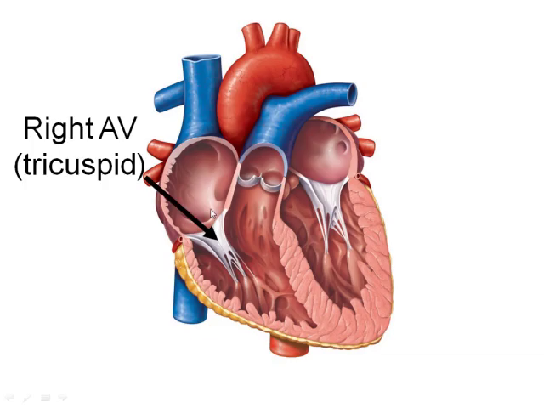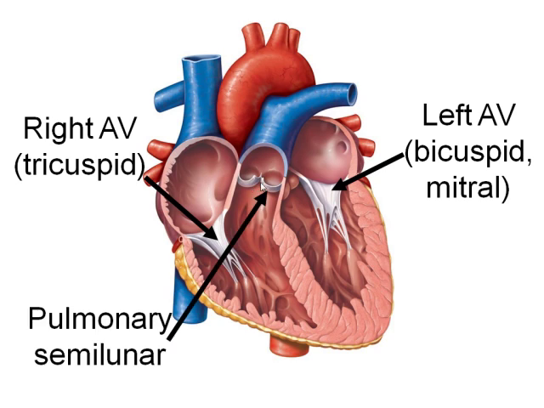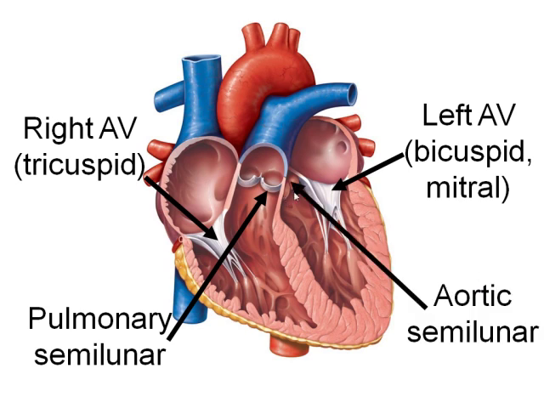So here would be the right atrioventricular valve or the tricuspid valve, and here would be the left one, the bicuspid or the mitral valve. Then the pulmonary semilunar valves, sort of the doorway to the pulmonary trunk, and the aortic semilunar valves are the doorway to the aorta.